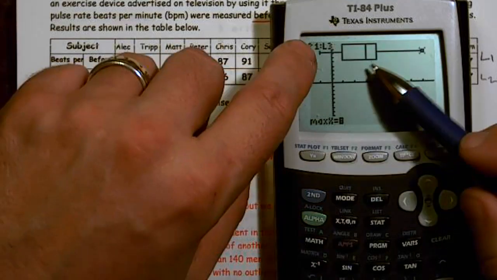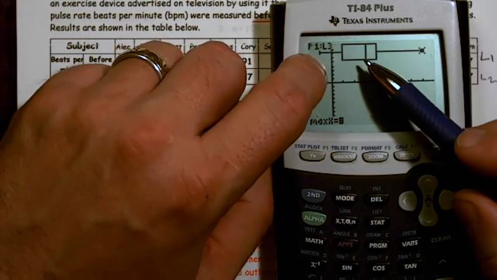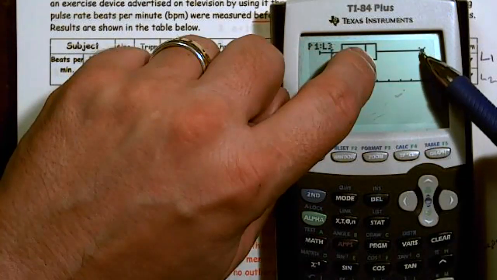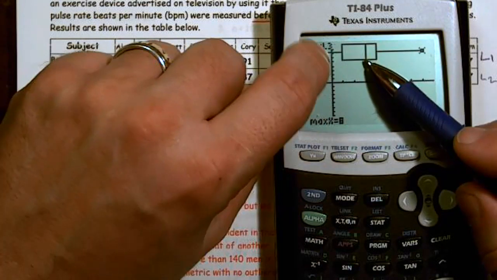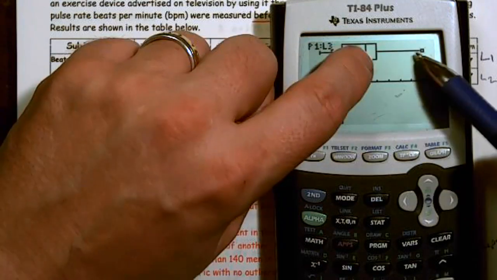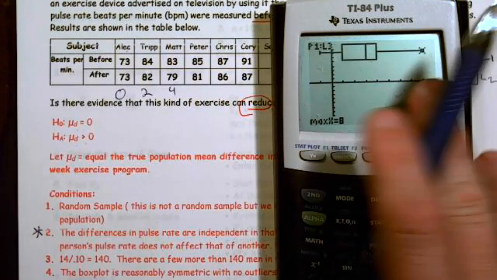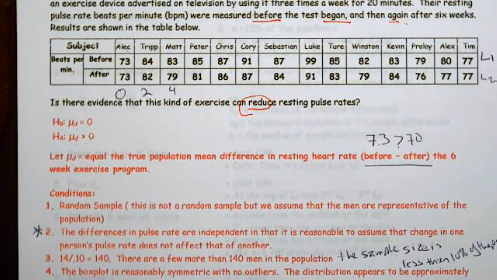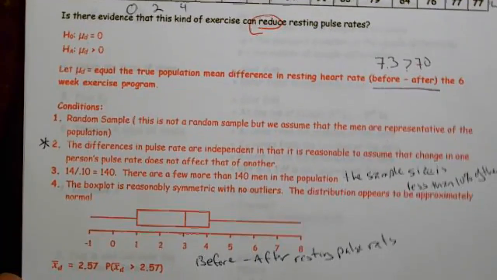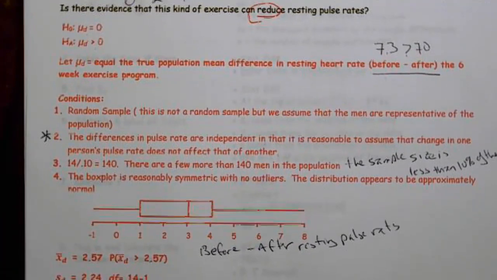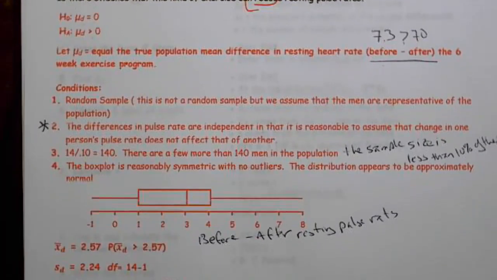Well, I see it's not really even exactly, but this distance and this distance are about equal. So there's about 50% here, and there's 50% here, and it's about the same distance. So it's not excessively skewed, and there are no outliers. It's okay to say it's approximately normal, or it's okay to use the normal.